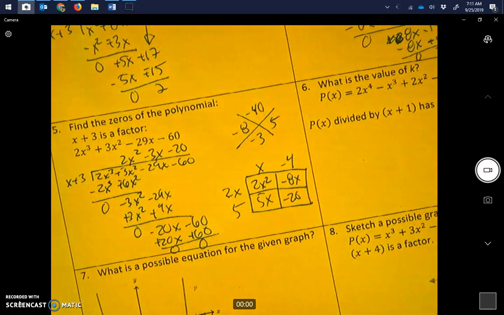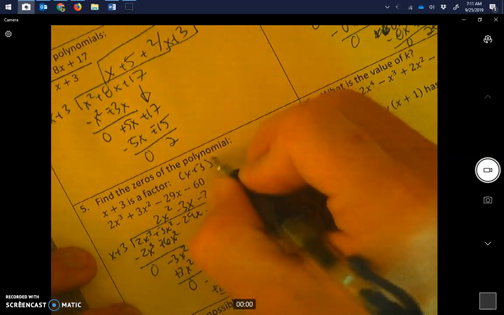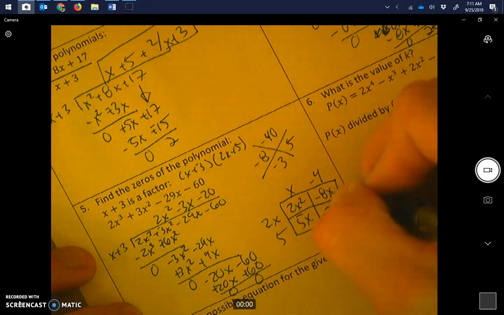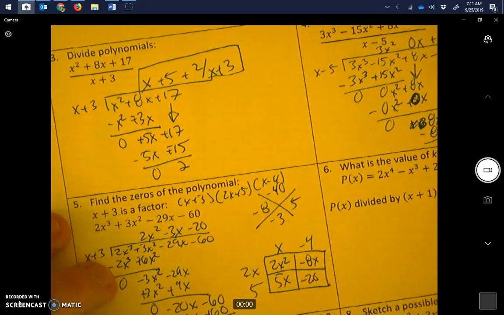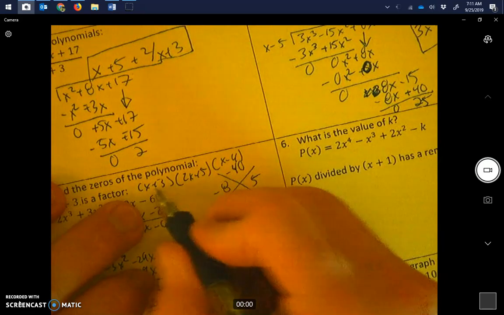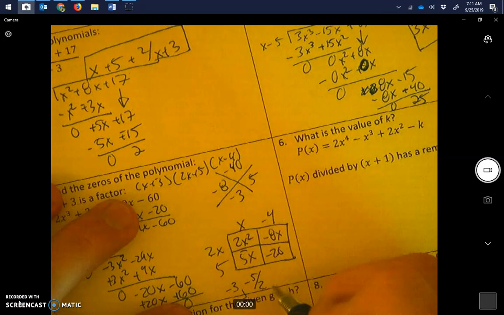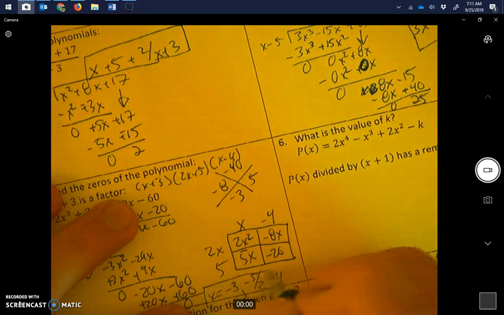So now we have our factors. So it's x plus 3 times 2x plus 5 times x minus 4. Okay? Now our zeros are going to be negative 3, this is going to be negative 5 over 2, and that's going to be positive 4. So x equals all those.